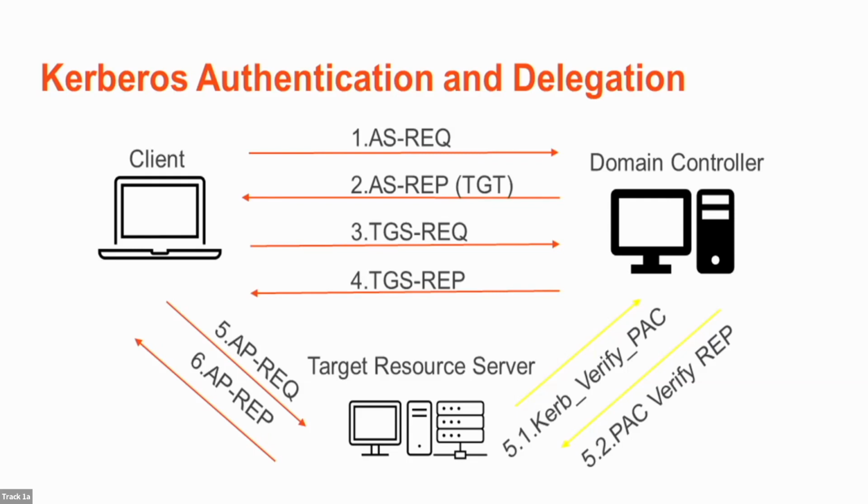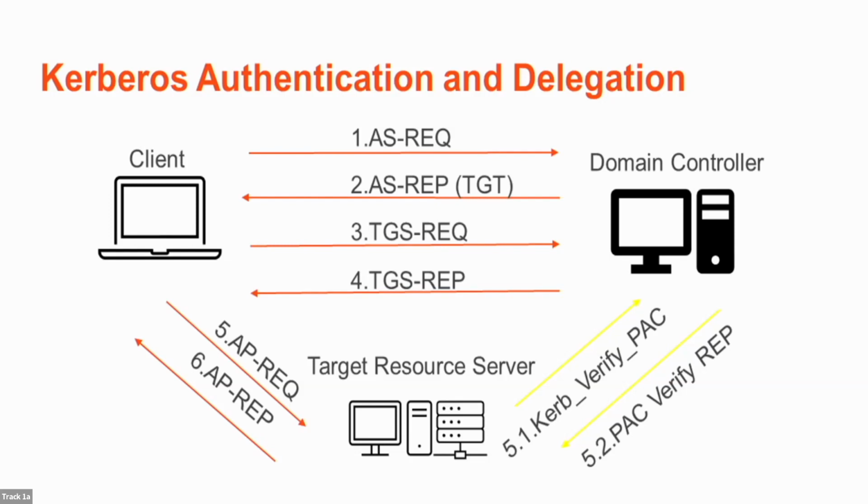So in step 5, the service ticket that the client received in step 4 is going to be presented to the target resource server. The target resource server is going to look at it and say, okay, either this user or the group that this user is part of has access to me or does not. And that's where your permissive or your denies happen with step 6 with your application response.